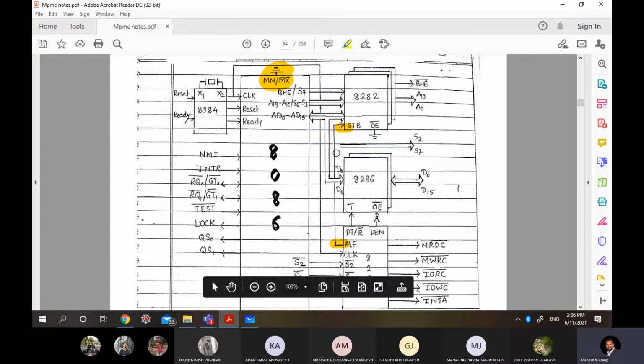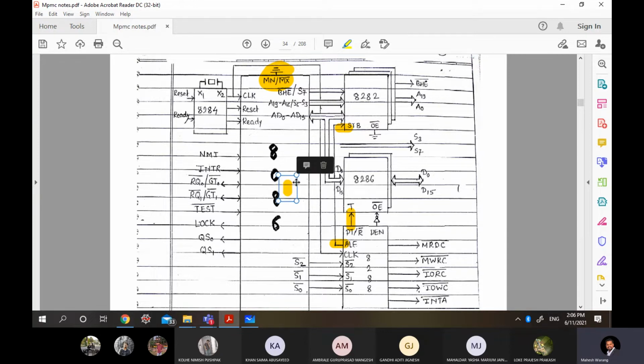So now this ALE I will connect to the strobe over here. Then afterward this DT/R bar will go from here. It will not come from the 8086. Keep in mind, don't make the mistake of showing DT/R bar from here. No, not possible, the signal will not come from here. Why? Because you are in maximum mode.